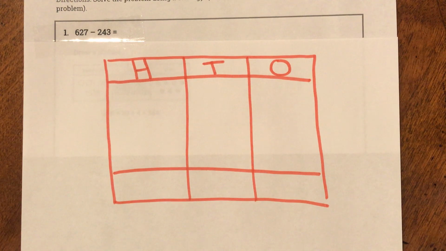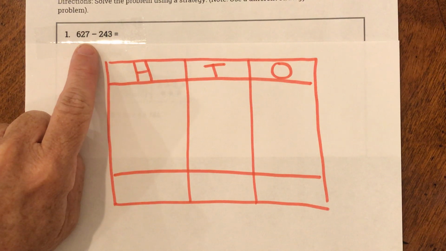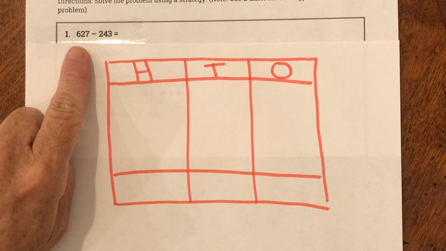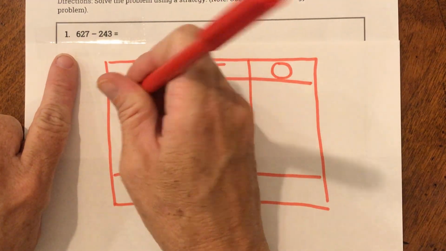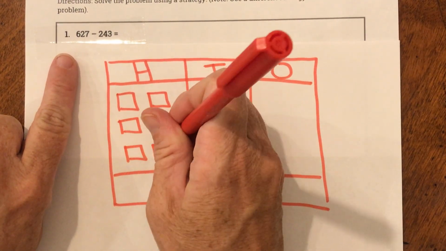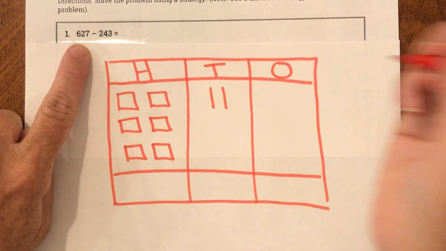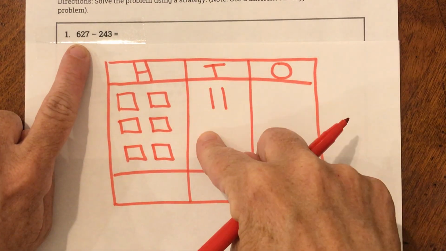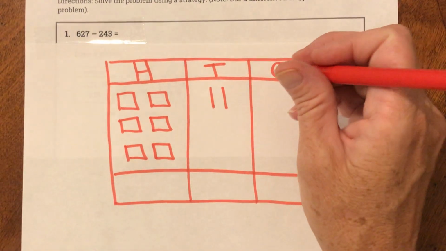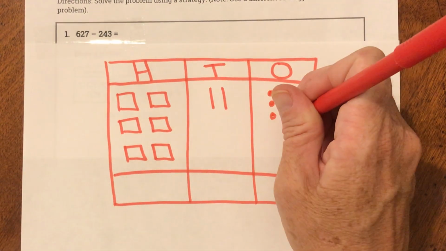Okay, so what I'm going to draw is what I have. So this is what I have. I have 627. So I have 6 hundreds. Now, you might remember this from 2nd grade. Hundreds are squares. So I have 6 of them. So I'm drawing what I have. I have 2 tens, and for the tens, I'm going to use these, what used to be called the rods. Okay, and then I have 7 ones. So my 7 ones are going to be drawn as dots. So 1, 2, 3, 4, 5, 6, 7.